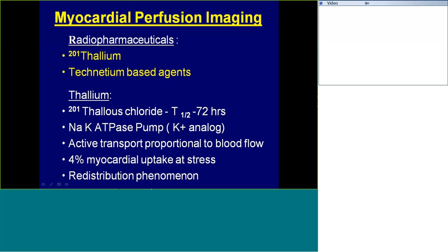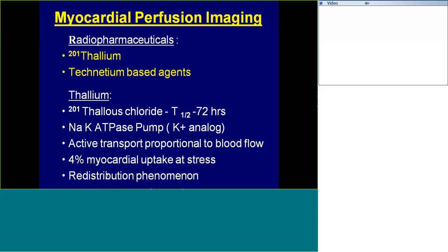But we must keep in mind that thallium is not taken up exclusively by the myocardium, it is also taken up by the skeletal muscle. Only 4% of the injected thallium is taken up by the myocardium during peak stress. So what is the meaning of this statement? 96% of thallium is available in the skeletal muscles, in the intravascular compartment, and for the excretory organs like the kidney to excrete it out. There is a significant amount of thallium available in the intravascular compartment and also in the skeletal compartment for a phenomenon called redistribution to take place.